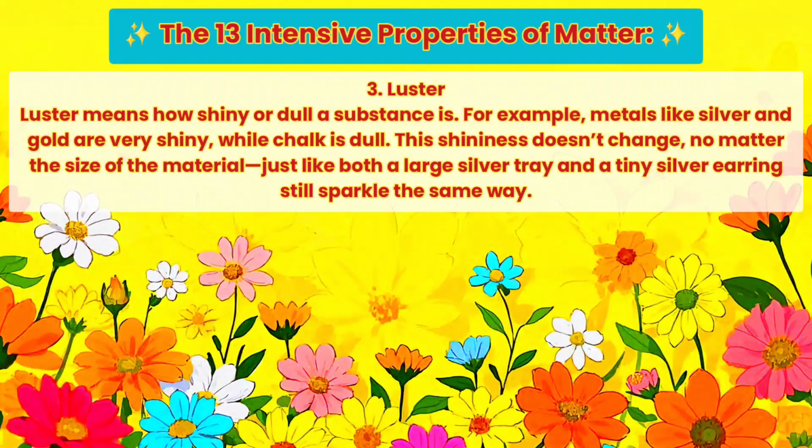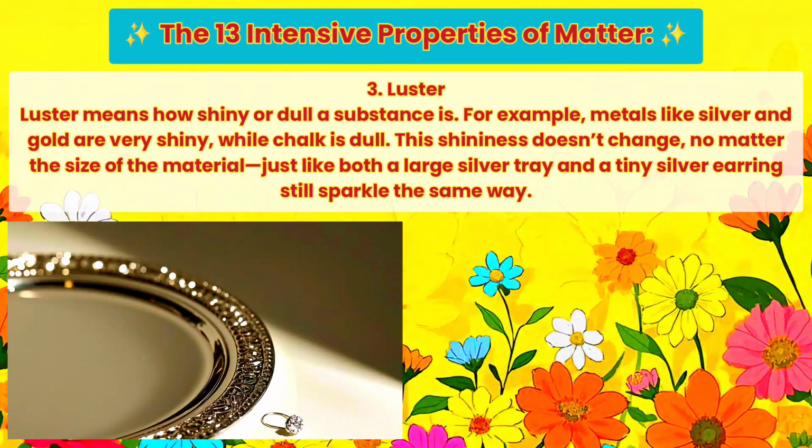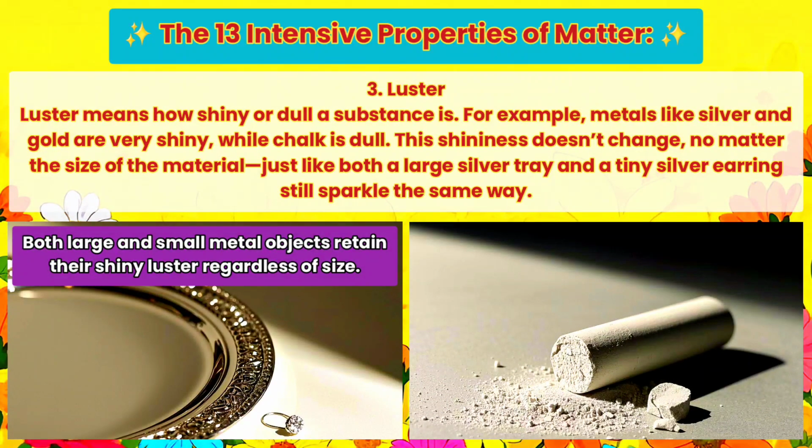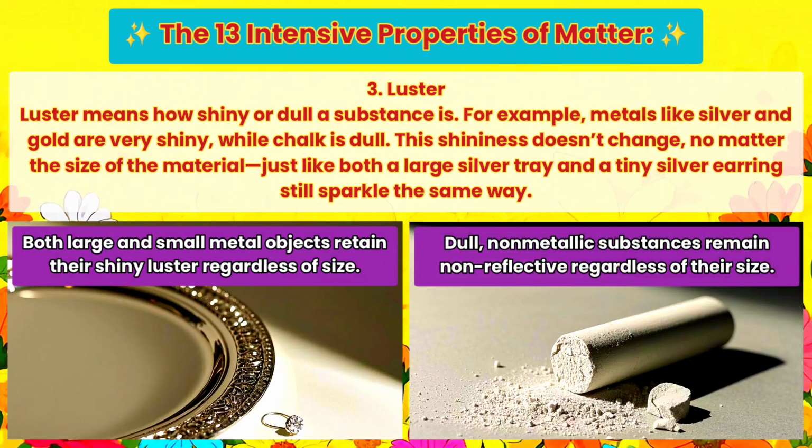Number 3, luster. Luster means how shiny or dull a substance is. For example, metals like silver and gold are very shiny, while chalk is dull. This shininess doesn't change, no matter the size of the material. Just like both a large silver tray and a tiny silver earring still sparkle the same way.